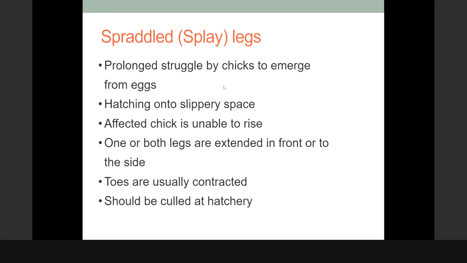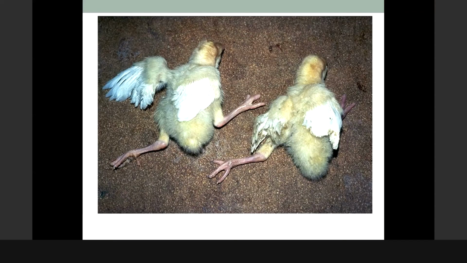Usually, when you see these once they hatch, before you transfer them one by one into the box and send them to the farm, you should cull all the ones with splay legs. But sometimes they still end up in the farm because those selecting the chicken are humans. There'll be a lot of human errors as well.